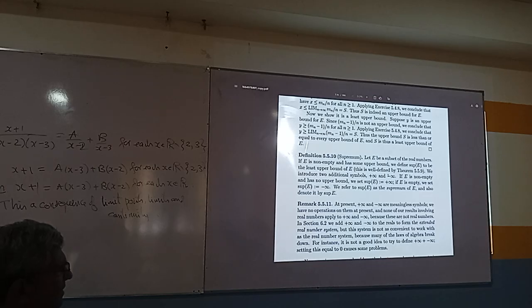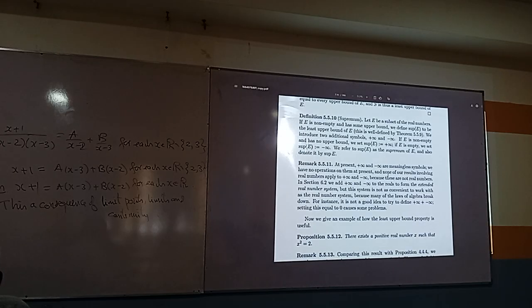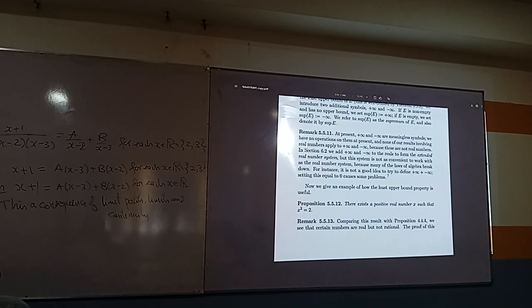Extended real numbers. But this system is not as convenient to work with as the real number system because many of the laws of algebra break down. For instance, it is not a good idea to try to define plus infinity plus minus infinity. It is meaningless. And setting this equal to 0 causes so many problems. Infinity minus infinity has no meaning.